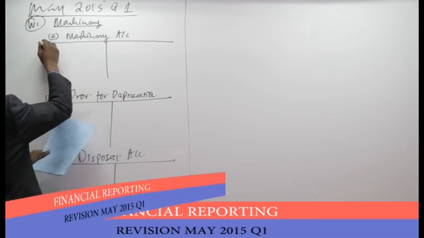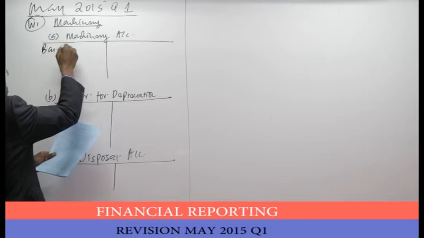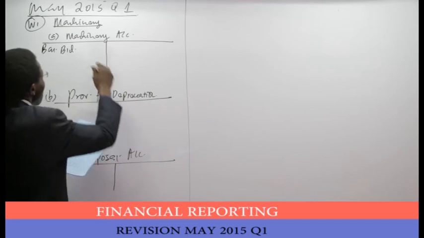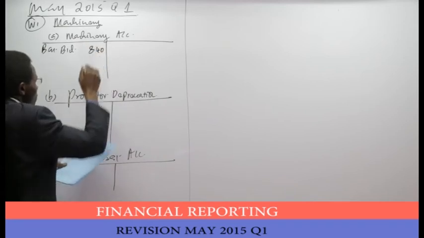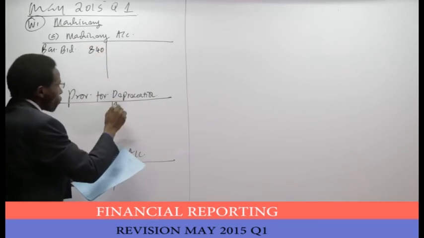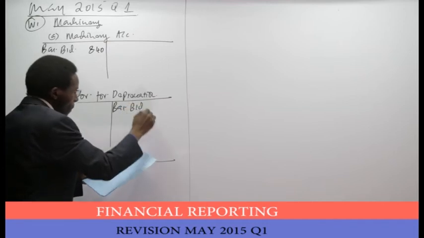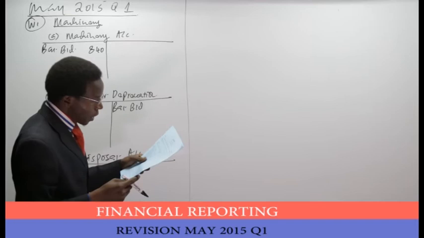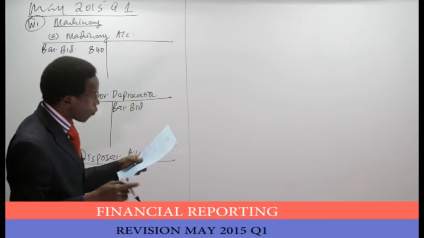So at the beginning, we have the balance brought down, which is at cost. Machinery from the trial balance, we have 840. Then the provision for depreciation, we have the balance brought down, friends. The balance brought down comes to 416.